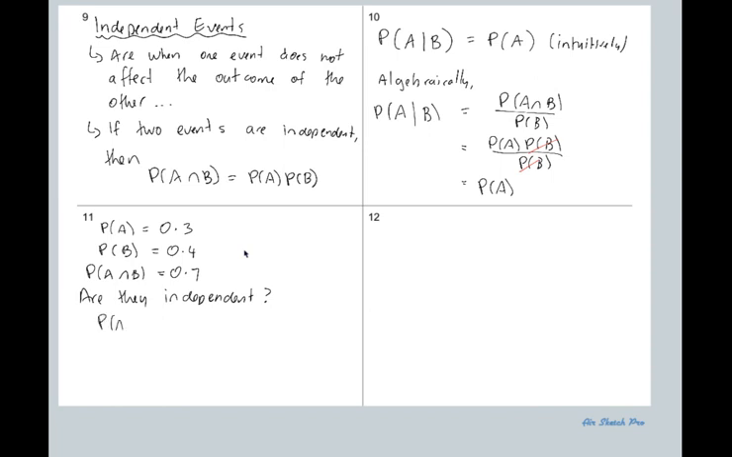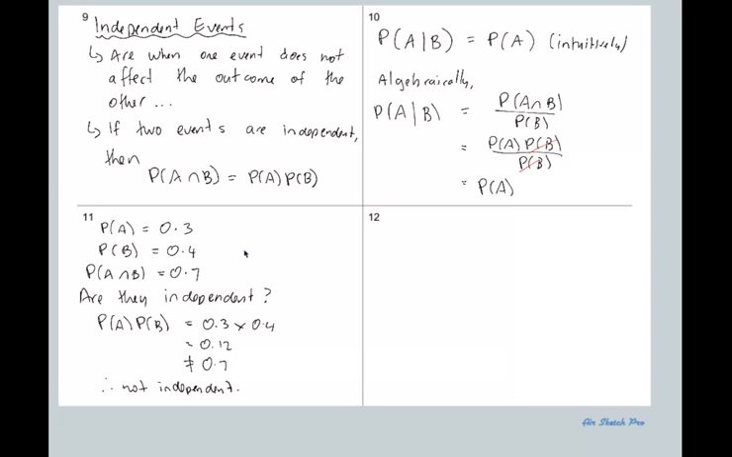Okay, so this is how I would solve it. Probability of A times the probability of B is equal to 0.3 times 0.4, which is equal to 0.12, which does not equal 0.7, therefore not independent. There we go, something like that.